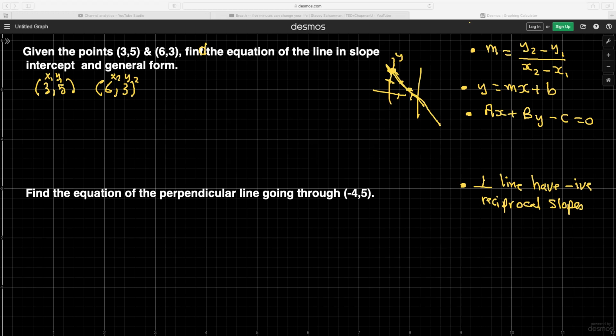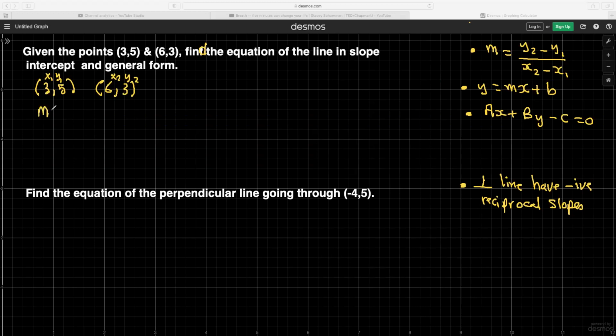And here is the equation in general form: ax plus by minus c equals 0. I'll show you how we change from slope-intercept form to general form after we find the equation in slope-intercept form. So there we go. We're going to start with the slope.